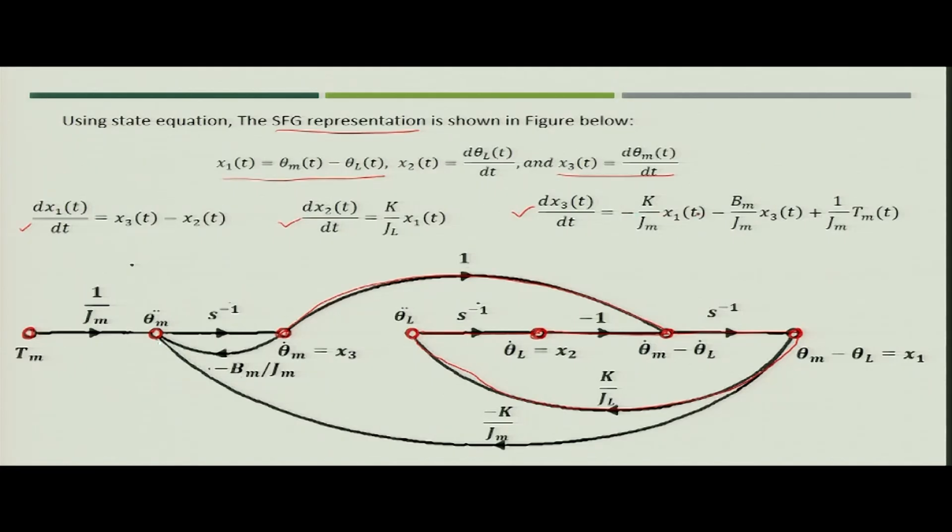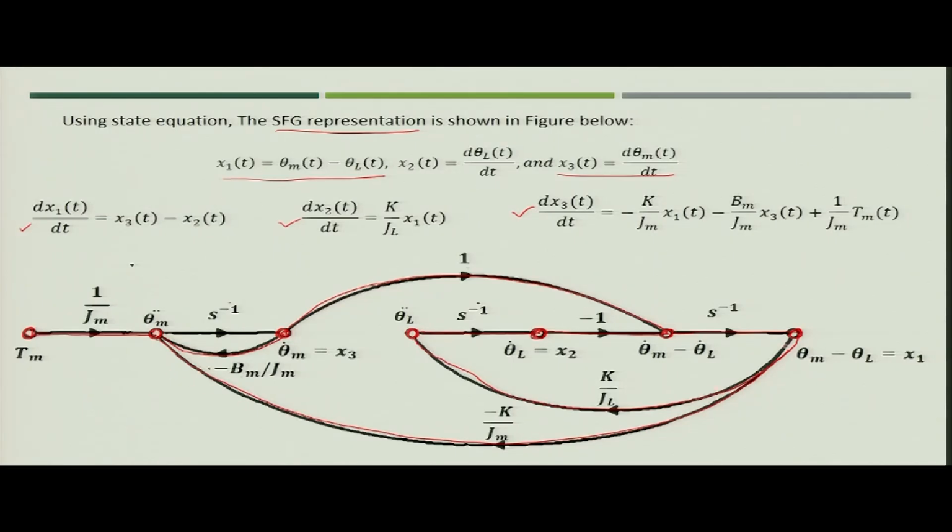So, we use this equation and find out the links. First is minus k by J_m into x1. From x1 we get minus k by J_m, then from x3 we get minus B_m by J_m. So, from x3 we connect the link again with a gain of minus B_m by J_m, and then you have 1 upon J_m, T_m. So, T_m is connected to the theta_m double dot, that is with the gain 1 upon J_m.